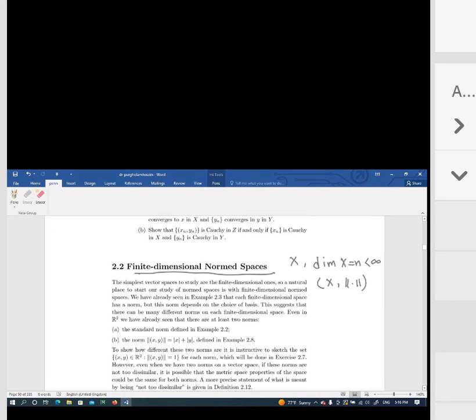In this section, we are going to study finite dimensional normed spaces. When we say finite dimensional spaces, we mean that the dimension of X equals, for example, n, where n is not infinite, it is less than infinity, and X is a normed space. So there is a norm on X, and the dimension of X is finite.